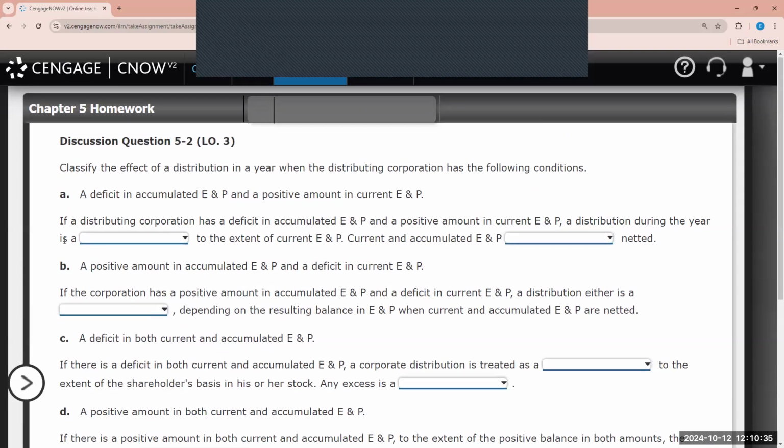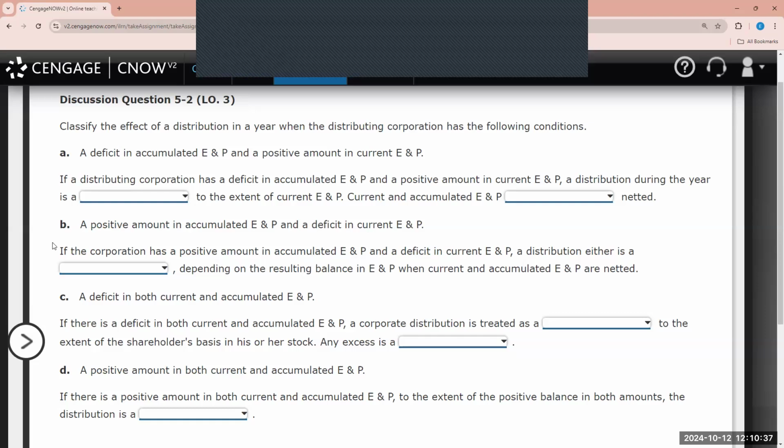Next for this question, it asks to classify the effect of a distribution in a year when the distributing corporation has the following conditions. So there's some different scenarios that can take place when we're dealing with E&P. And as mentioned, we have what's called current E&P and we have what's called accumulated E&P. So our accumulated E&P is the total of all previous years' current E&P reduced by any distributions made from E&P in the previous years.